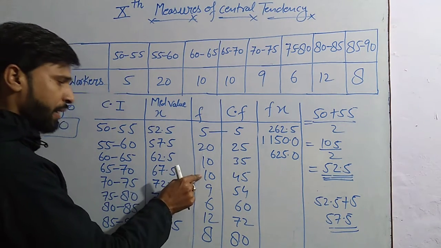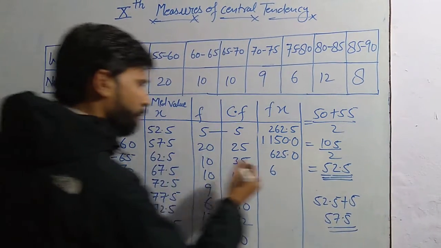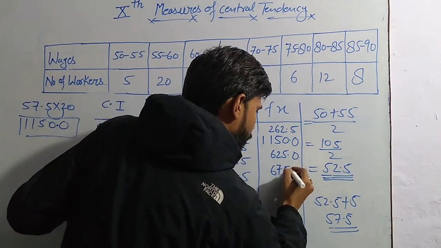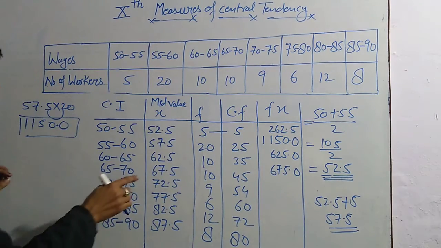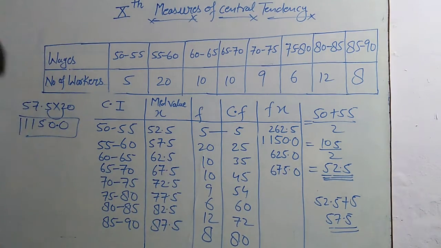Next value is 67.5 multiplied by 10. Then we get 675.0. Now the next value is 72.5 multiplied by 9.